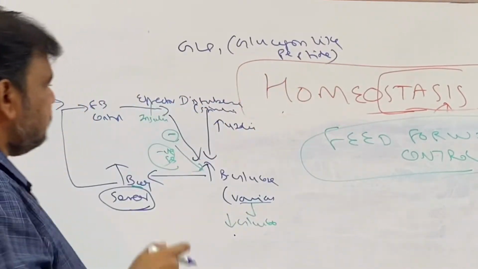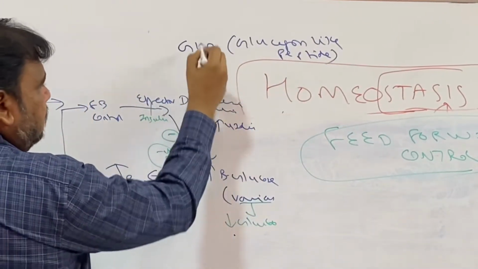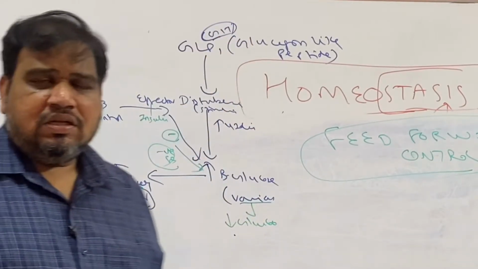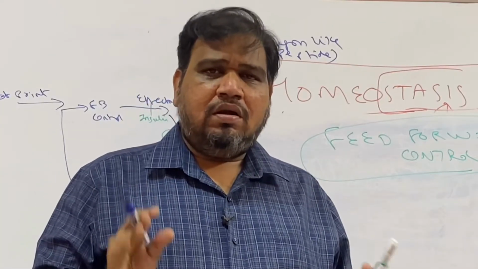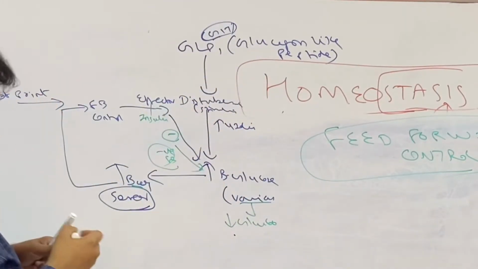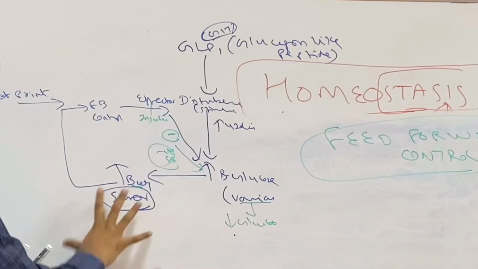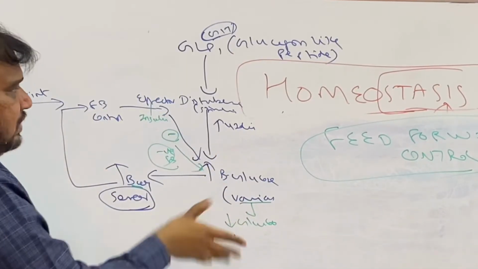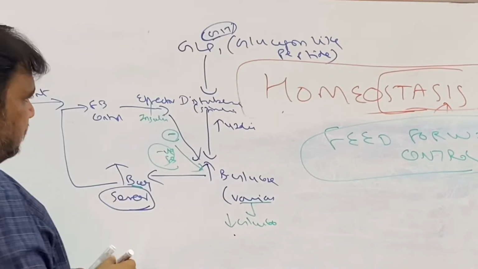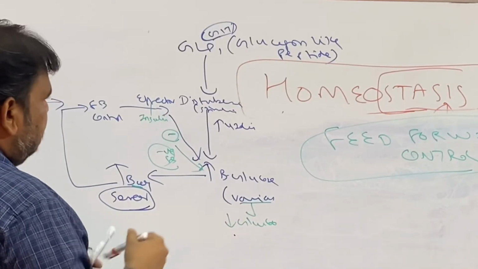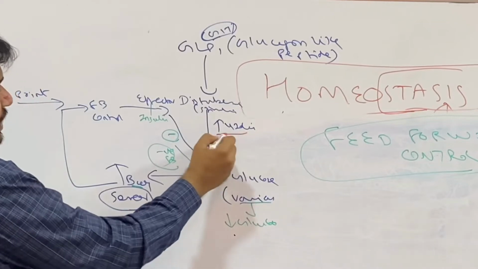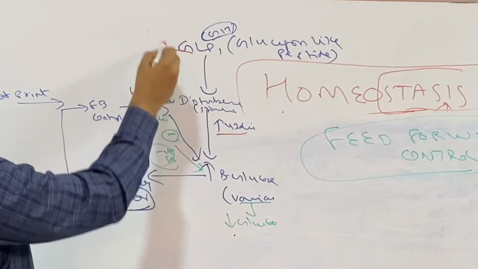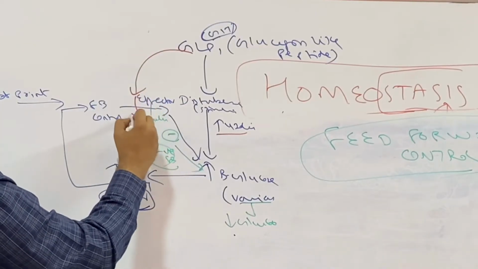What it does is, it is present in the GIT, the gastrointestinal tract: GLP-1, glucagon-like peptide. So what this does is, it bypasses this sensor. So this negative feedback loop is not going to come, but the same output is going to be there. See here, as they take 4 idlis, which is sensed by the GLP-1, and what this GLP-1 does is, it also increases insulin.